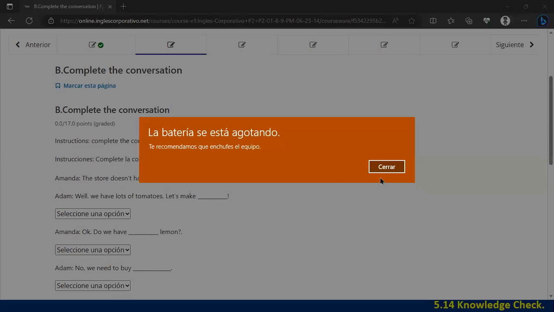So, the instructions... Uy, la batería. Wait. Give me one moment. Ay, ay, ay. There we go.